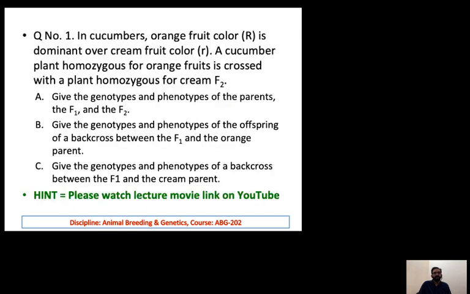And please pay attention to the video lectures as well as the presentations given on the group, as well as to the text material in PDF form, the chapters which are given to you, to understand these concepts. So for homework, the number one numerical is related to the cucumber, and this is simply a monohybrid cross. The hint to solve this question is, please watch the lecture movie link on YouTube related to the monohybrid cross. This can help you out.